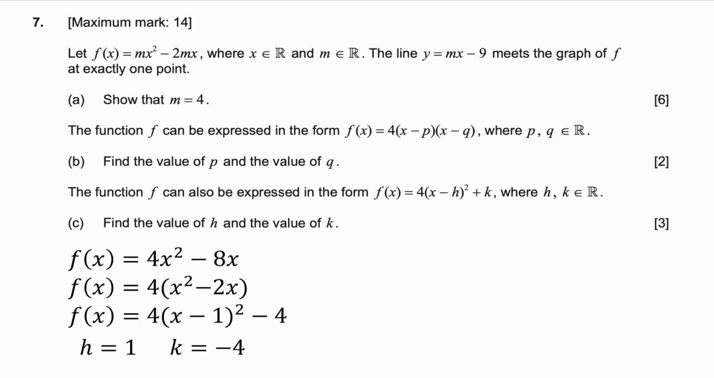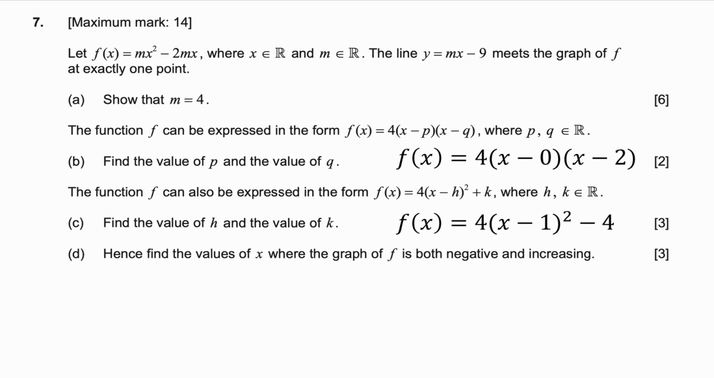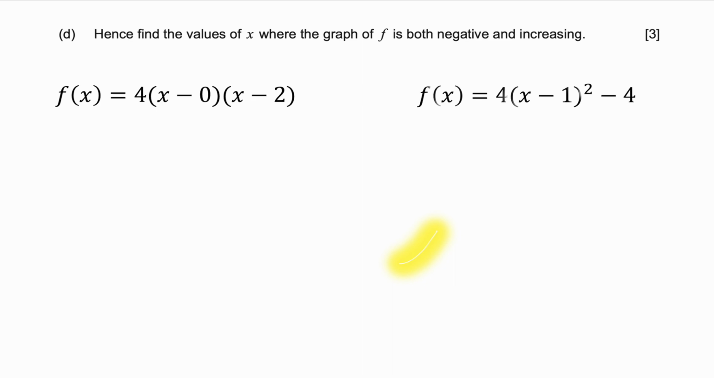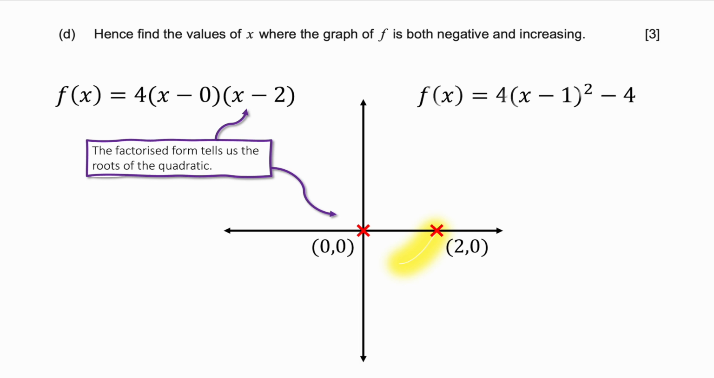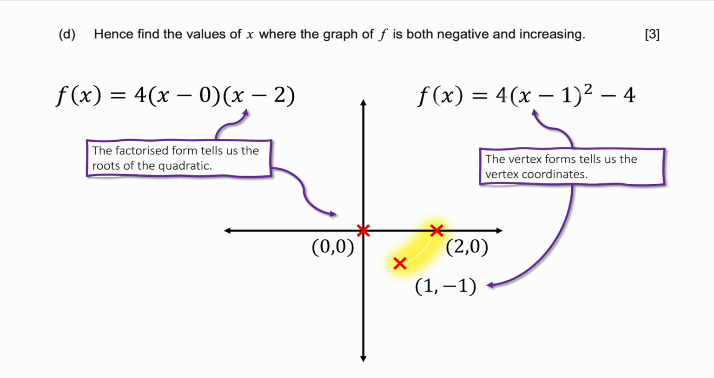Very good. Finally, part D, it says, hence find the values of x where the graph of f is both negative and increasing. Okay, so I think we're going to have to graph this, aren't we? We've got the axis here, and it's got x-intercepts or roots here, and it's also got a vertex here. And that's just from knowing that the factorized form gives us the roots and the vertex form gives us the vertex. So we are graphing the key points of this function, and now we can do a quick sketch of what the graph looks like.